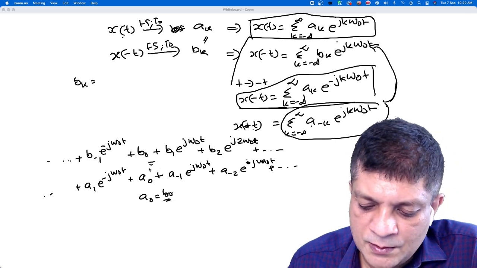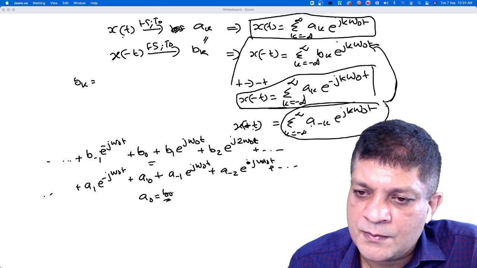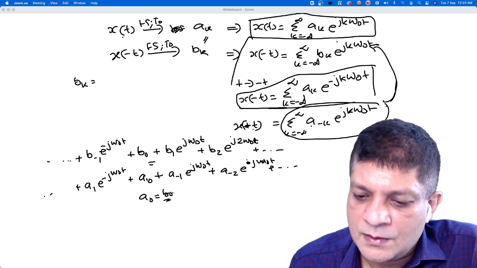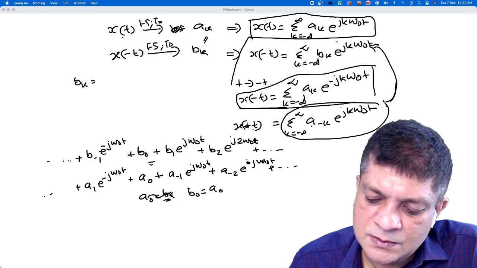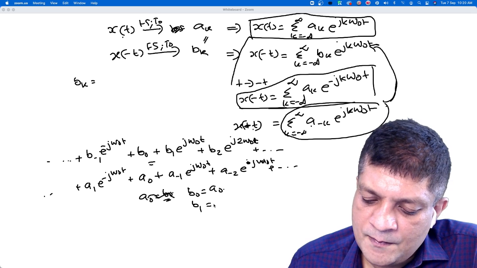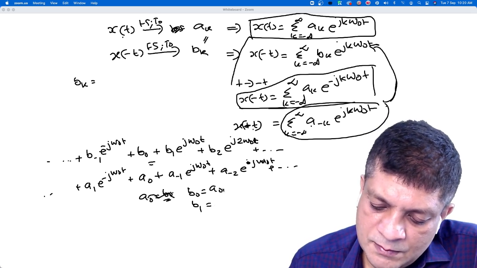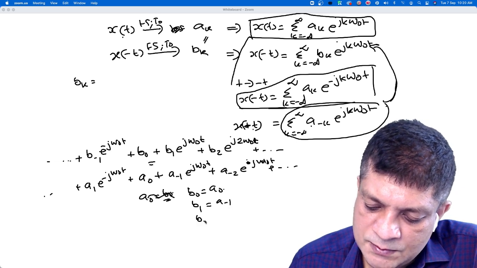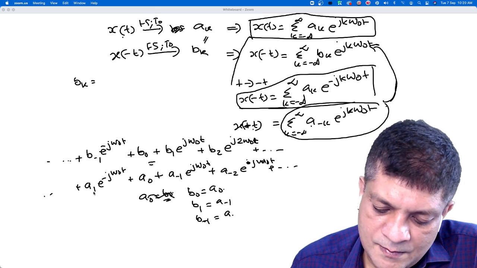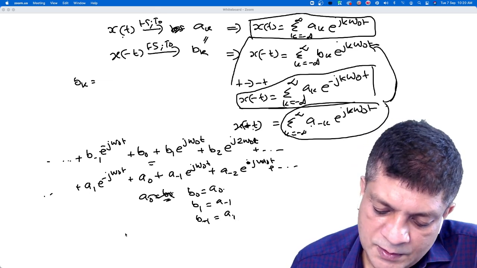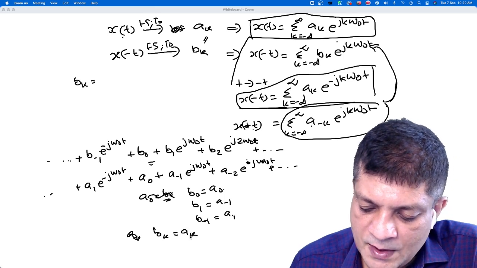Now, when we say that these two are same, does it mean that a0 is b0? Because we have to equate the constant terms on both sides. This is the constant term, is it? Yes. a0 is b0. Let me write b0 is a0. What is b1? b1 is a minus 1. b minus 1 is a1. So can we say that bk is equal to a minus k?